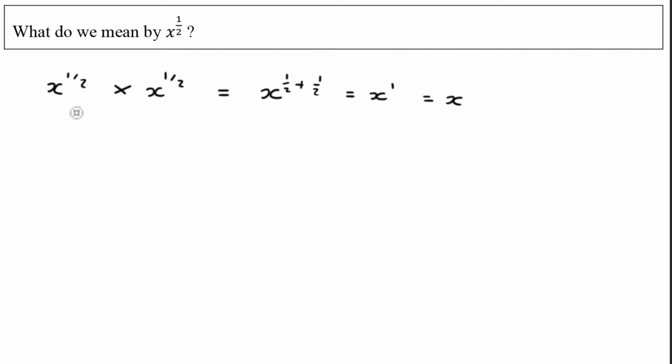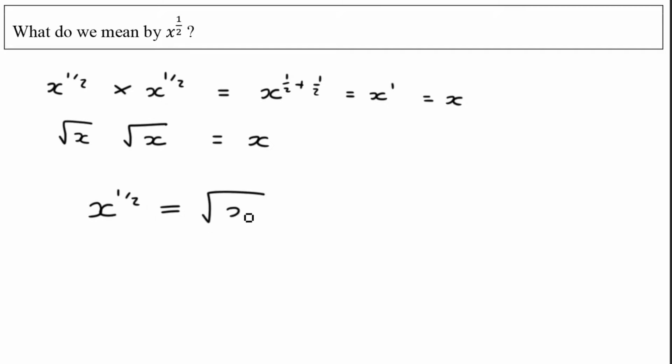In other words, x to the half is a quantity that when you multiply it by itself, you get x. Well, that is what we mean by the square root of x. If you multiply the square root of x by the square root of x, you get x by definition. So, the inevitable consequence of our carrying over of these index laws to rational numbers is that when we talk about x to the half, that is the same thing as the square root of x. So, for example, 4 to the power of a half just means the square root of 4, that is 2.